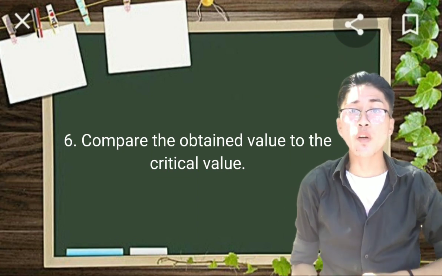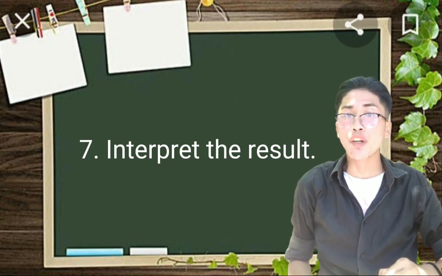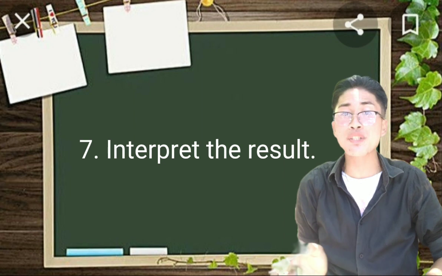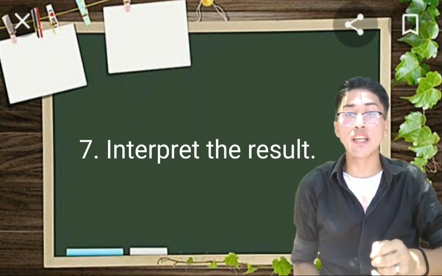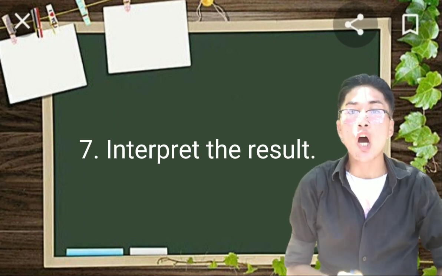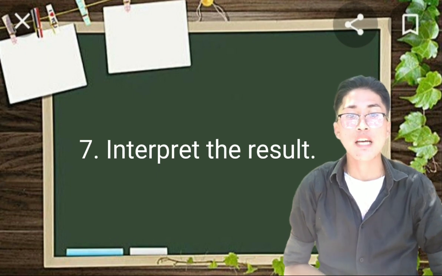So let's proceed to our seventh step, which is to interpret the results. After doing the first step up to the sixth step, we are going to interpret the results. After knowing whether the hypothesis is accepted or rejected, we will now interpret the data.